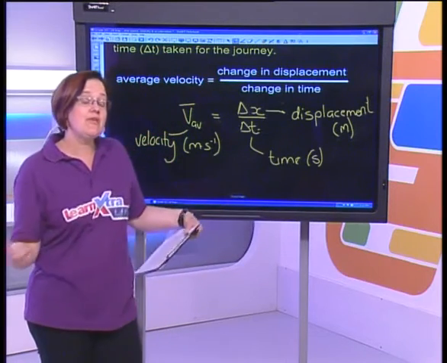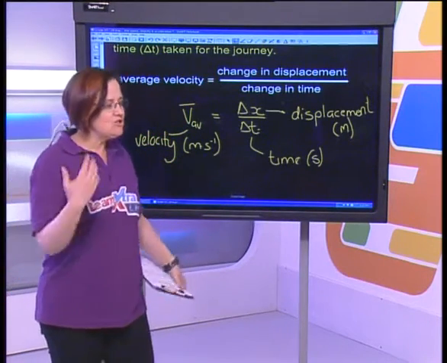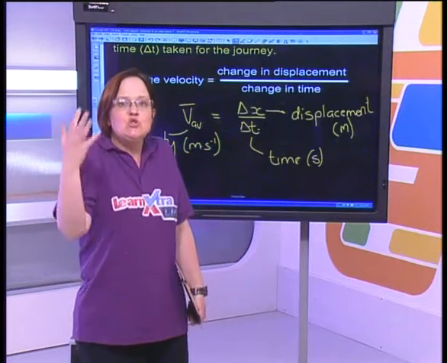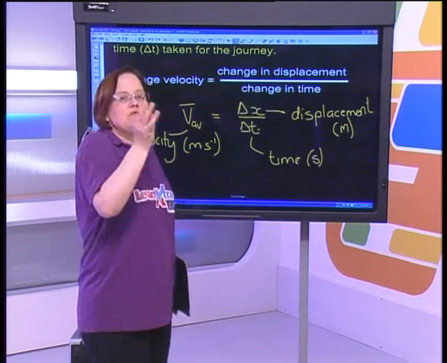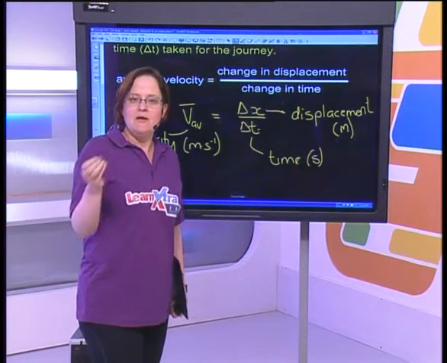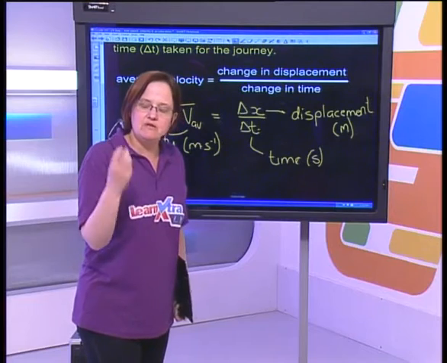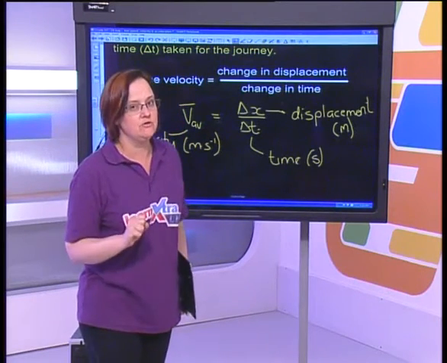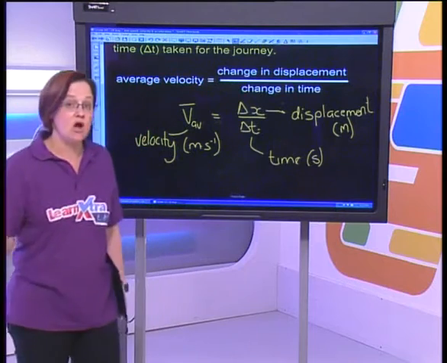If you end up with a negative answer, that just means that whatever you're working out, whether it be displacement or velocity, it's now going to the right. Very, very important: the negative gives you direction. So velocity can have a negative value, but speed cannot.